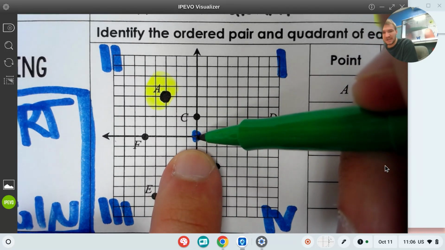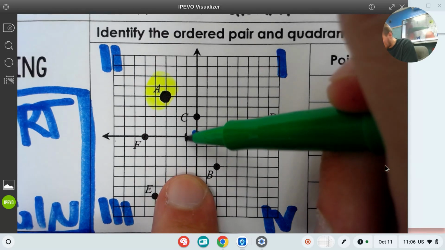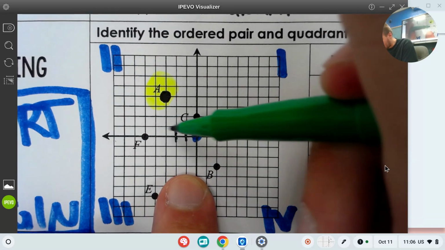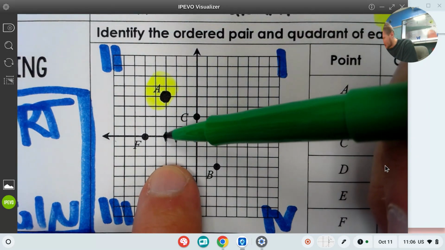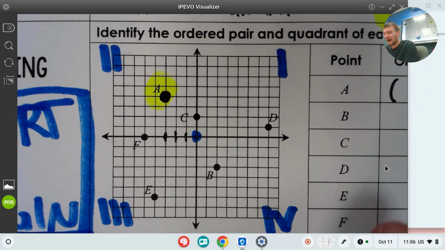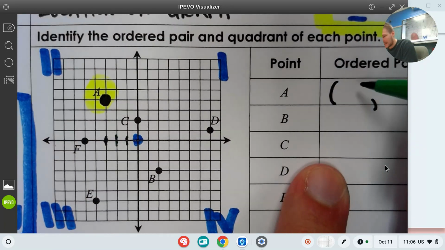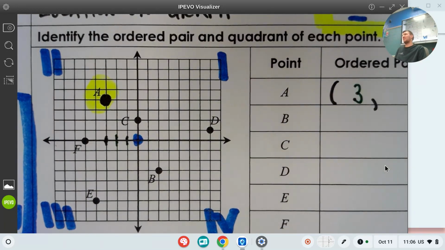I'm at origin, which is 0. Now I'm going to count 1, 2, 3. Whoa. And when I count to 3, now my person is directly underneath the A. I had to count 3 in the X direction. The 3 has to go in the first gap. If the 3 is in the second gap, it is wrong.